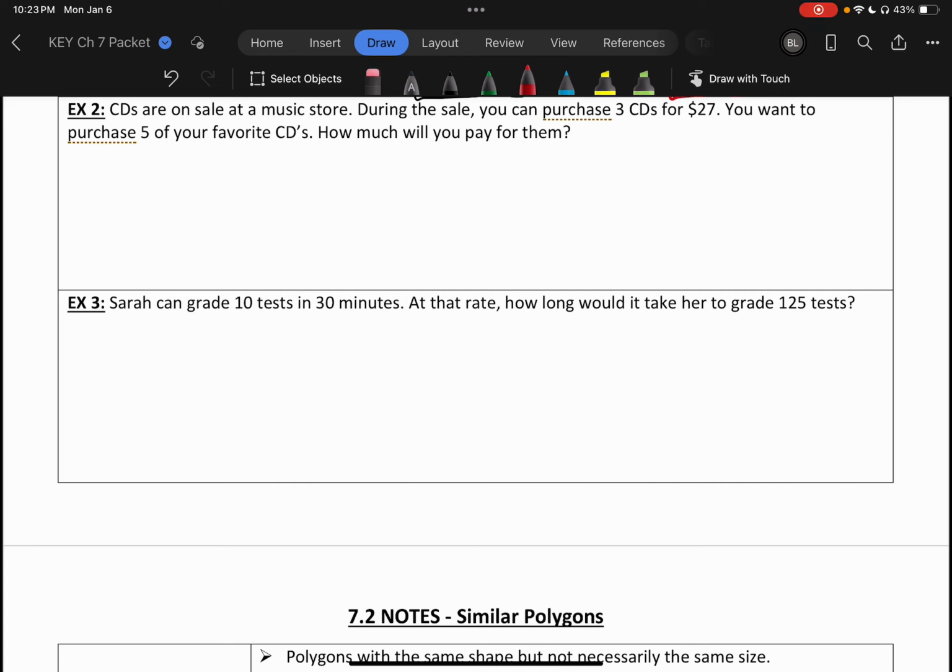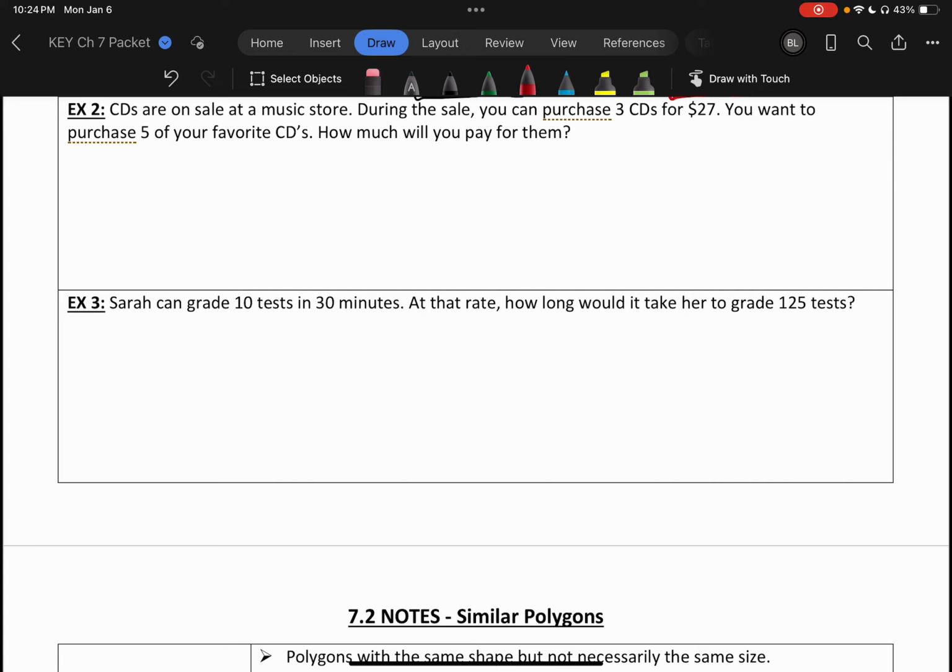So whenever we're given a word problem like this, you'll start to notice that typically for these word problems, you're talking about two things, right? So let's focus on the two things we're talking about. I'm seeing here that we're talking about CDs, right? Talking about 3 CDs for $27. And then it says you want to purchase 5 of your favorite CDs. How much will you pay for them? What we're talking about here in this problem, the two things are CDs and the cost, the money, right?